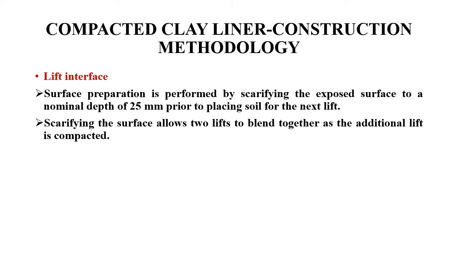So when you do this process of roughening on top of the lifts and then placing the next layer of lift, you are actually strengthening the bond between the two. It is a better bond, and it helps two lifts to blend together as the additional lift is compacted. So this is also one construction technique that you have to follow to make sure that no preferential flow paths are formed along the interfaces between the lifts, and also through the lifts.